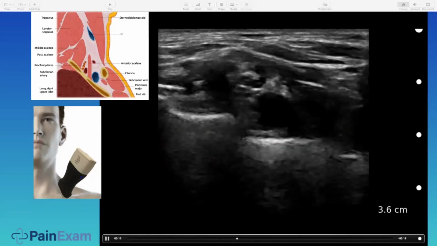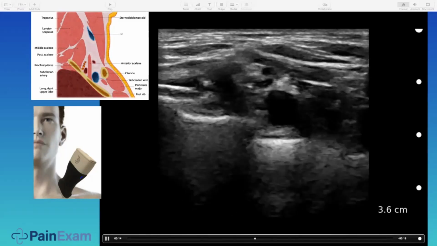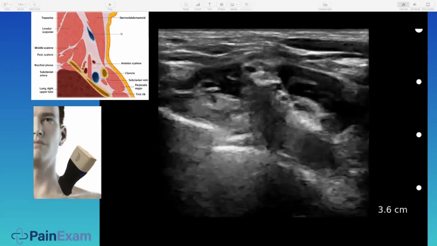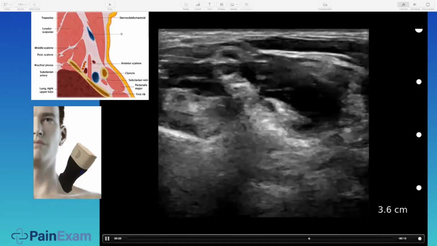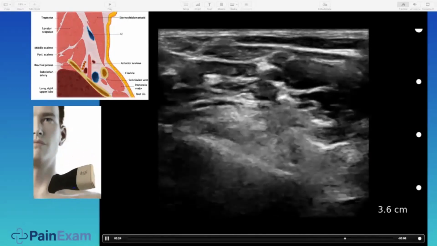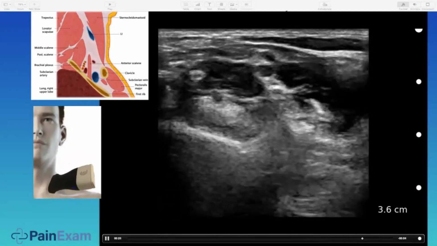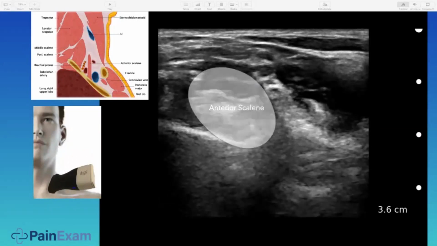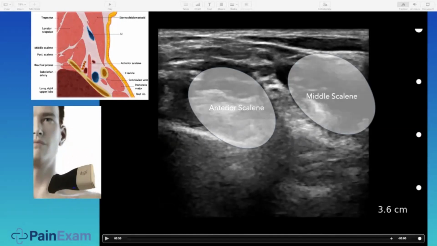And then the probe is going to scan back up again. By the way, this is the lung under here, first rib. And moving the probe back up in the neck, you find the interscalene nerves again. Okay, C5, C6, C7, possibly C8 joining. Okay, anterior scalene, middle scalene.